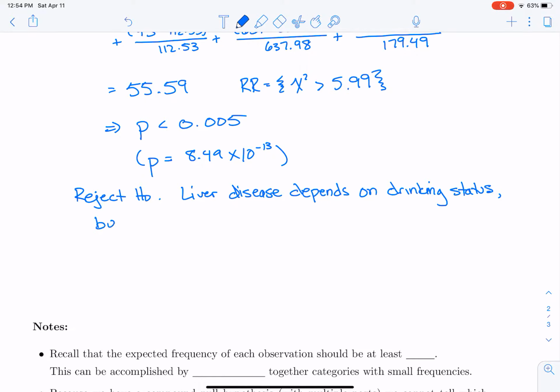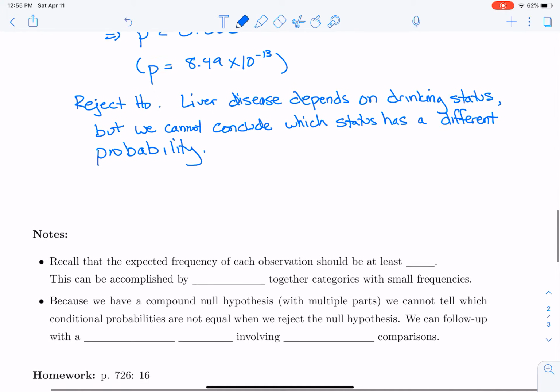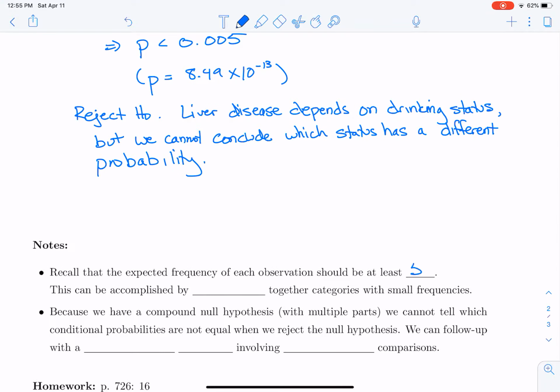But we cannot conclude which status has a different probability. So not as strong a conclusion as we would like. We can see that it does depend on drinking status, but we cannot conclude which status has a different probability. Recall that the expected frequency of each observation should be at least 5.